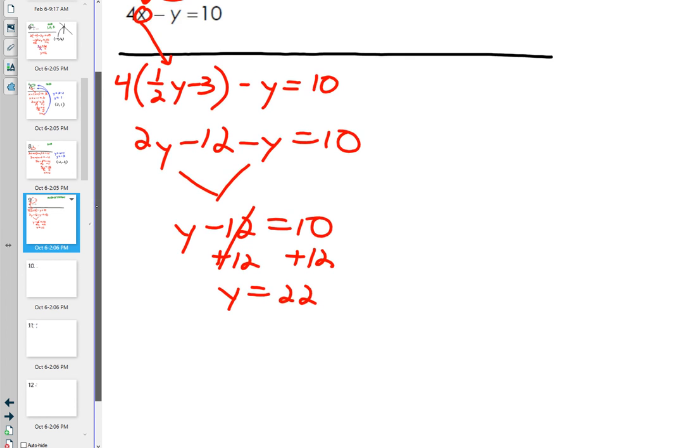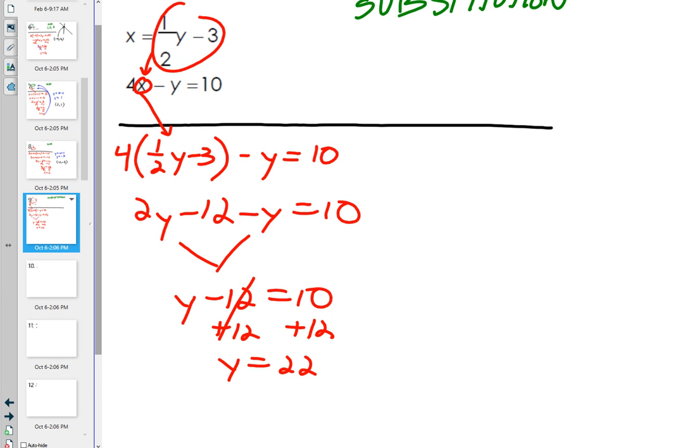So if you get this far, you can use whichever equation you want. This morning I had a student in first period who, because they wanted nothing to do with that fraction, just went ahead and put that 22 in for this y. Cool. And then that gave me the perfect chance to show you how it doesn't matter which equation you pick, because I am not afraid of fractions. And I went and used the fraction one and I got the same thing. So it's up to you which one you want to use.